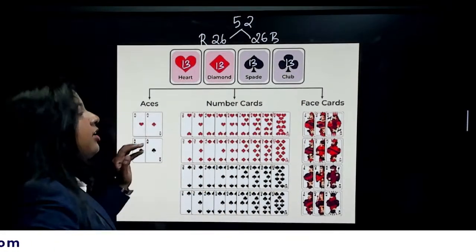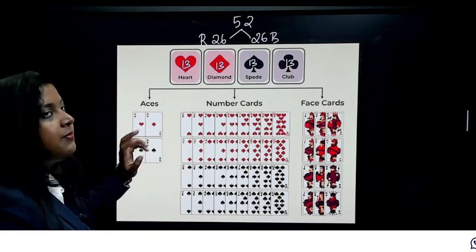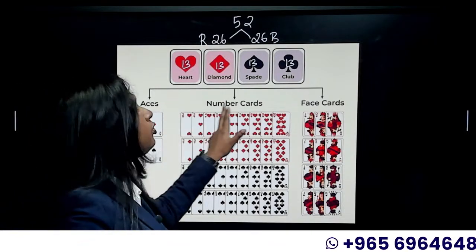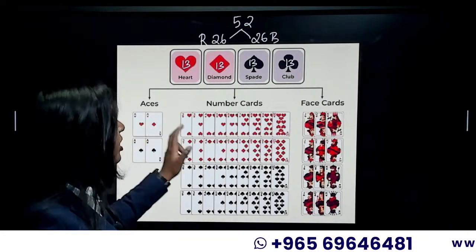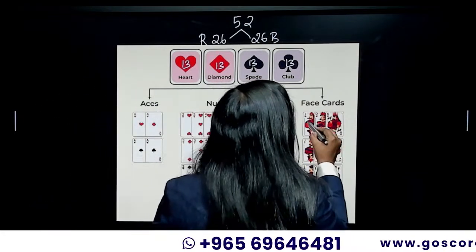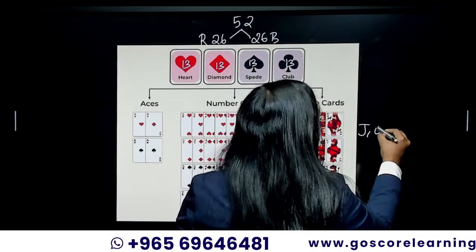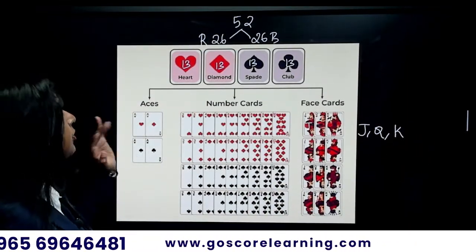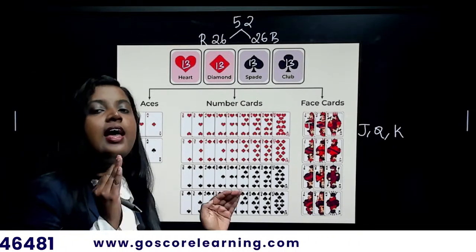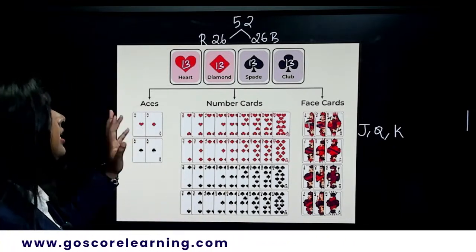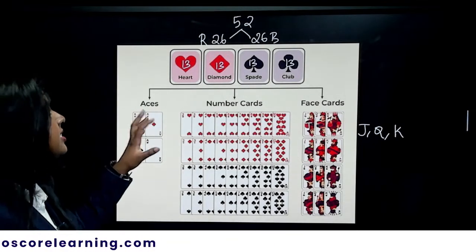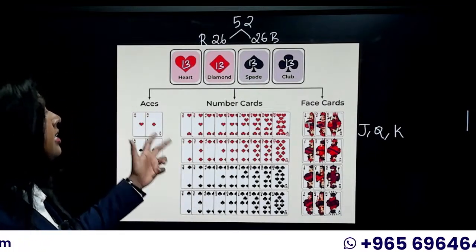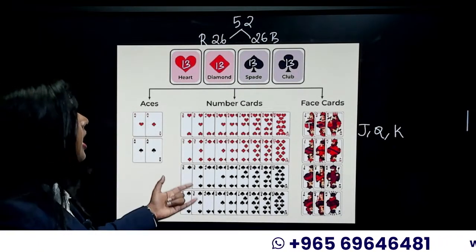In each set of 13, you have the ace, denoted as A, and then the number cards from 2 to 10. And then you have face cards: J, Q, K. You know that, right? King, queen and all. So you have 52 cards, divided into 26 black and 26 red, then 13, 13, 13, 13: hearts and diamonds for the red ones, and club and spade for the black ones. In each set of 13, you have ace, number cards and face cards.